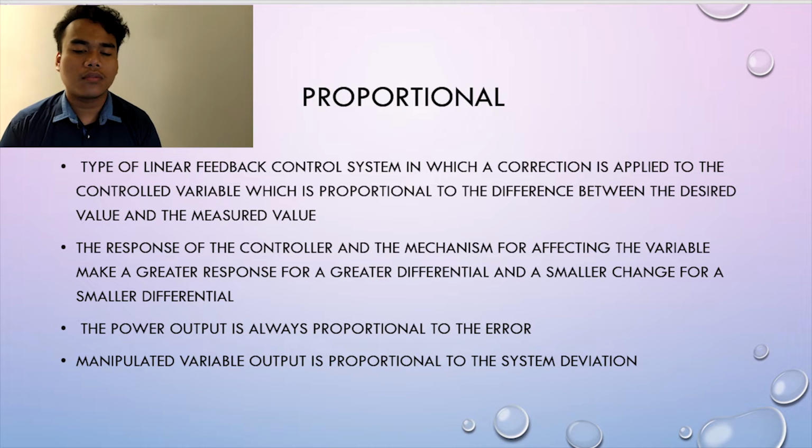Now I'm going to present the proportional type of linear feedback control system, in which a correction is applied to the control variable, which is proportional to the difference between the desired value and the measured value. Second, the response of the controller and the mechanism for affecting the variable make a greater response for a greater differential and a smaller change for a smaller differential. Third, the power output is always proportional to the error. And lastly, the manipulated variable output is proportional to the system deviation.